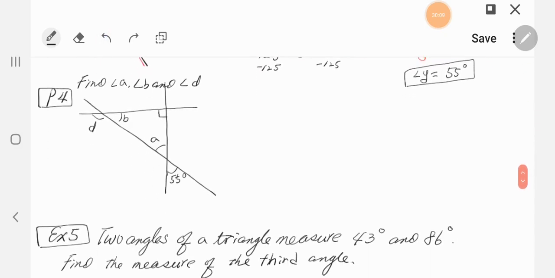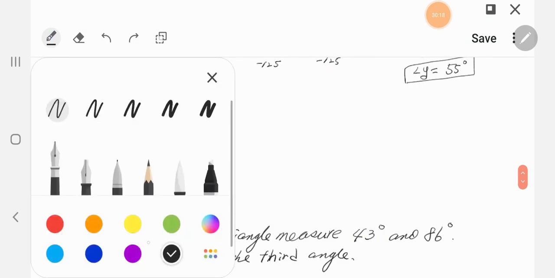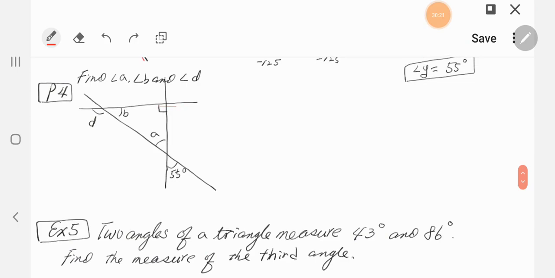All right, let's do problem number 4. Okay, find the measure of the angle A, B, and D. Okay, look, already this is 90 degrees, right? We know this angle A and 55 is a vertical angle, right? By using the vertical angles theorem, angle A is equal to what? 55 degrees, right? So we already found one.